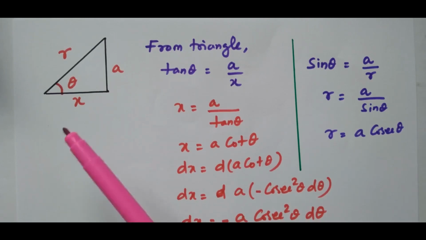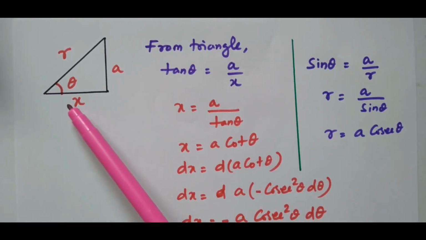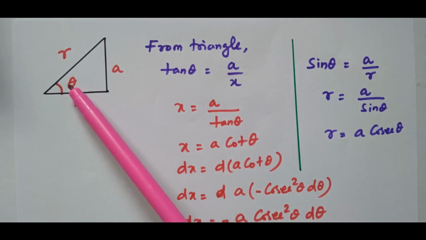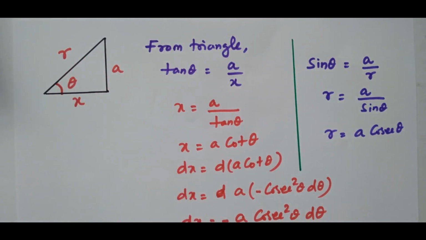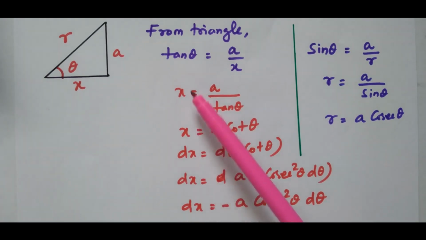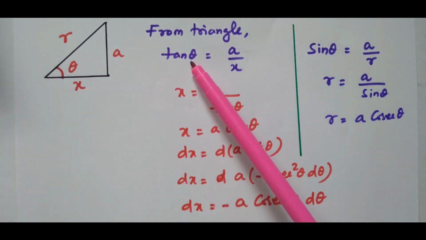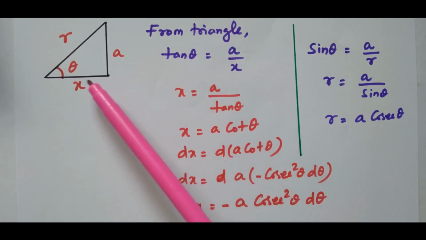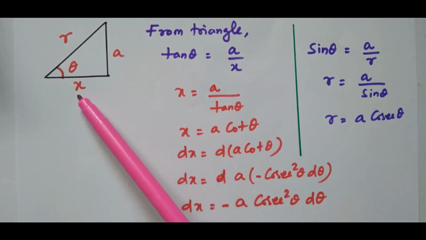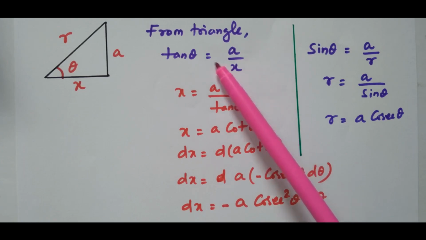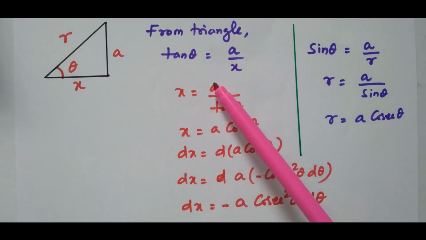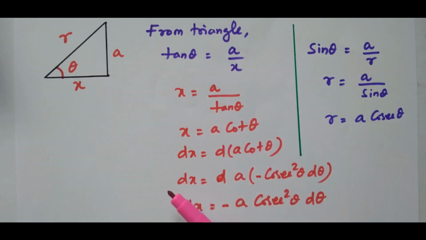So refer to this triangle, which is already available. I have drawn it again here. The angle is theta, with sides x, r and a. Now we'll find the expression for tan theta. What is tan theta? Tan theta is equal to opposite side by adjacent side, a divided by x. Now cross multiply this. So x equal to a by tan theta. 1 divided by tan theta is cot theta.